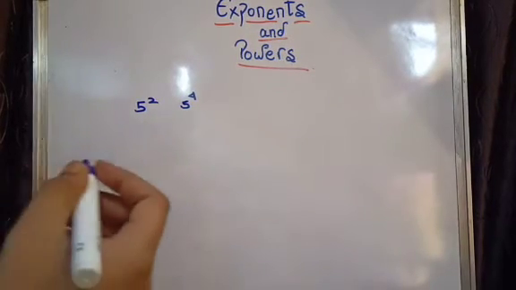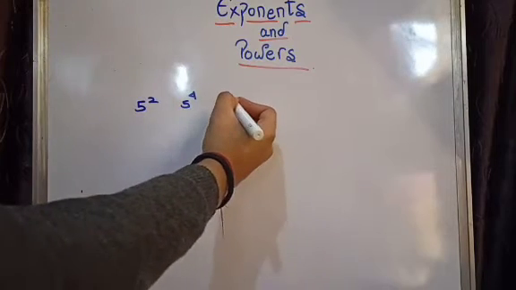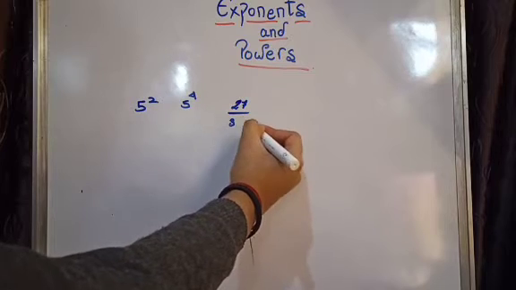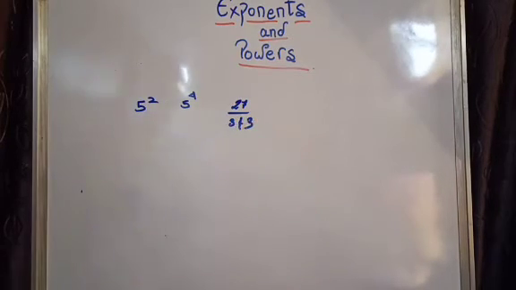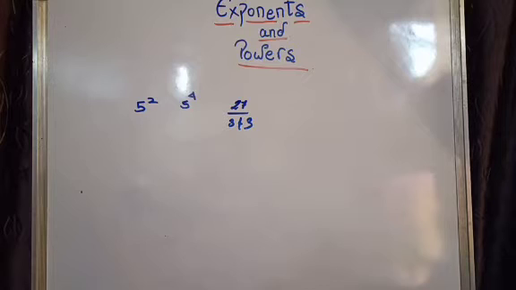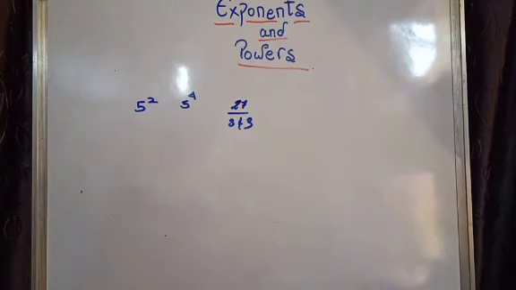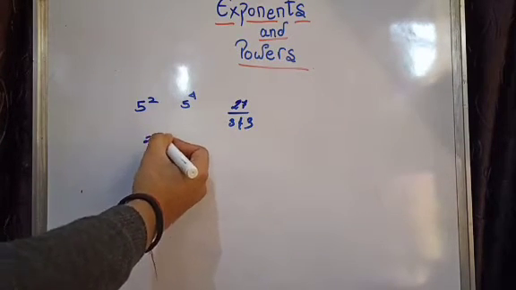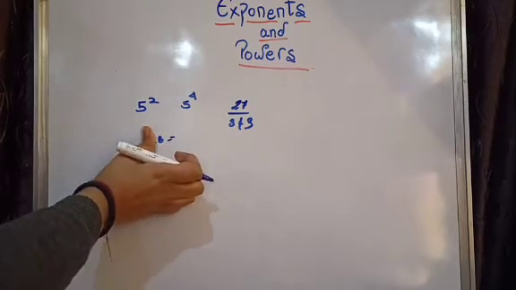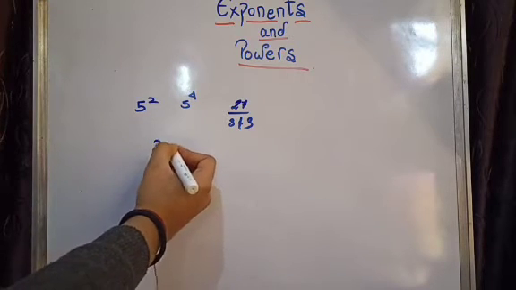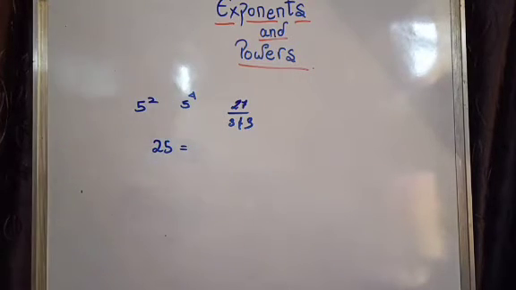Let me write it once. 27 over 343. Okay, 27 over 343. Now they are telling us to convert this into exponential form. See, now you will ask what exponential form is. So I am telling you, see, take 25 and convert it into exponential form. How will you do it? I can't understand.